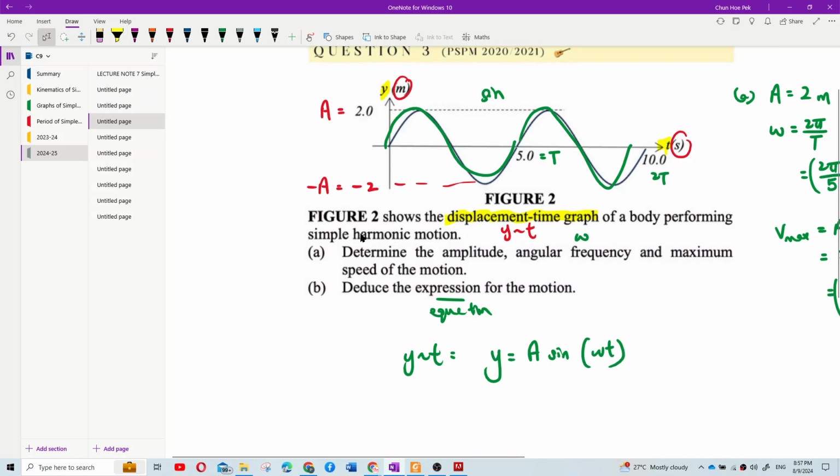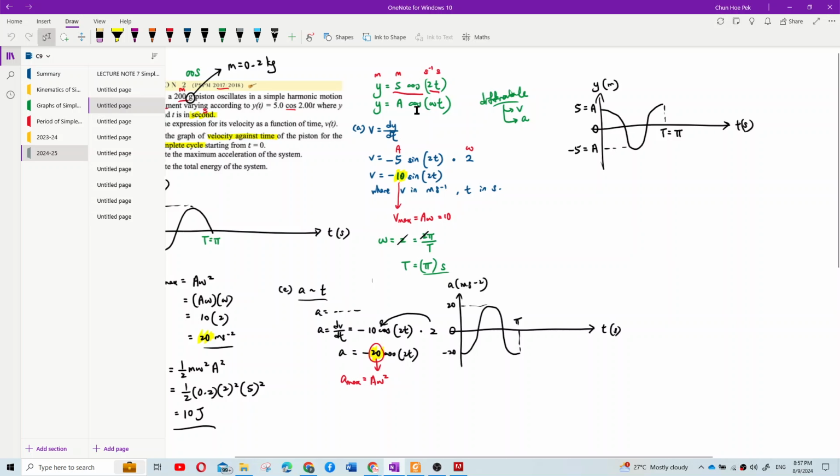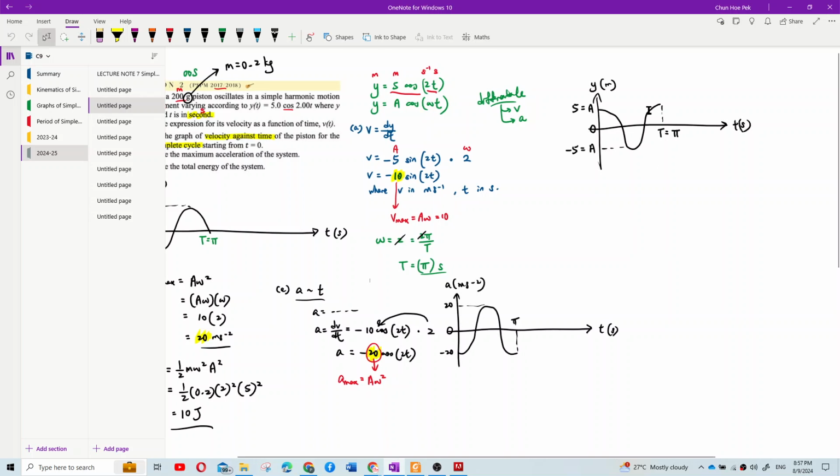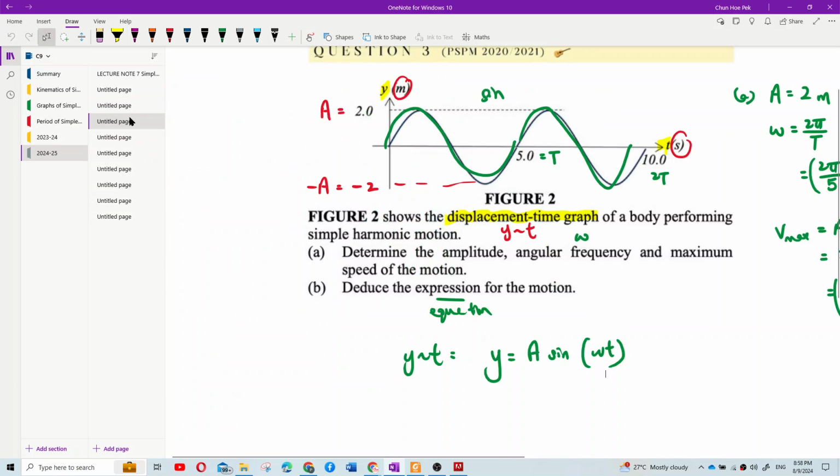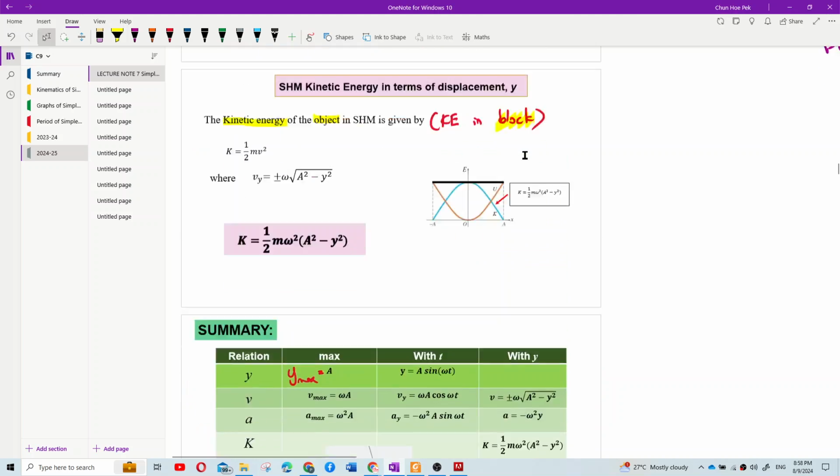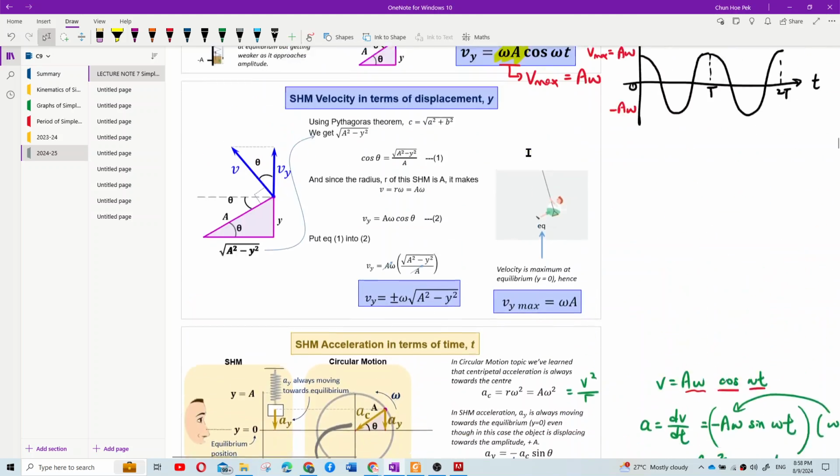Lagipun graph pun sine. Graph pun sine. Kecuali tadi punya soalan, graph displacement dia adalah cos. Itu lain cerita lah kalau cos graph, kena lukis A cos omega T lah. Tapi kita punya, you tahu tak kenapa kita punya sine kelas?